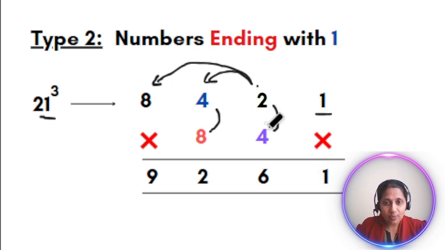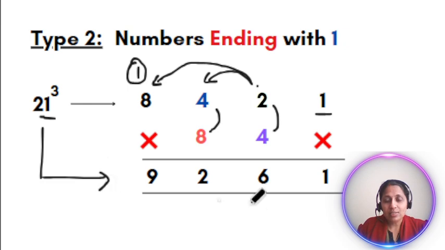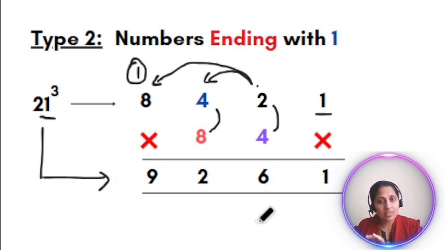1 as such, 2 plus 4 gives you 6, 4 plus 8 gives you 12, so 1 carried forward, so 9. So cube of 21 is 9261, right? Very interesting, right?